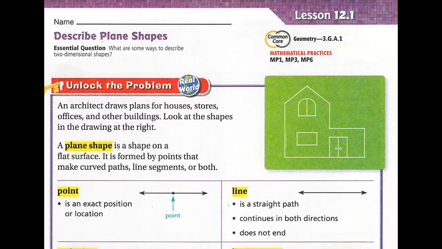Lesson 12.1, Describe Plane Shapes. Essential question: What are some ways to describe two-dimensional shapes? Unlock the problem. An architect draws plans for houses, stores, offices, and other buildings. Look at the shapes in the drawing at the right. Okay, look at all of these shapes over here.